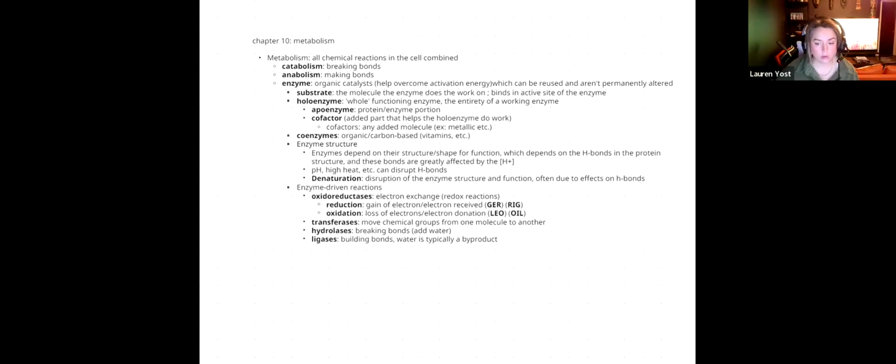Sodium becomes positive and chlorine becomes negative. We know that well enough. That's pretty well established information.